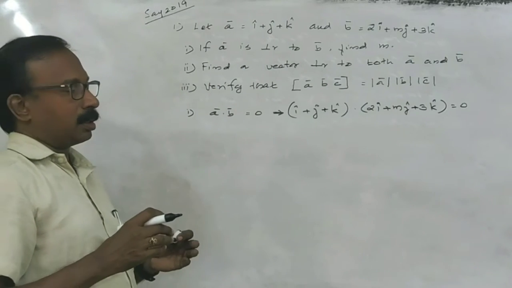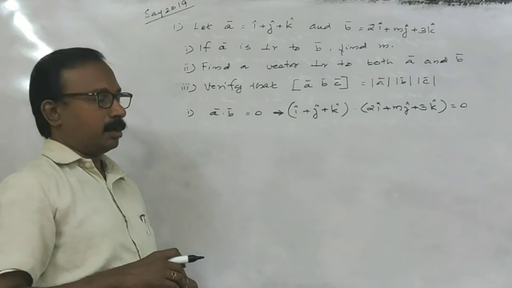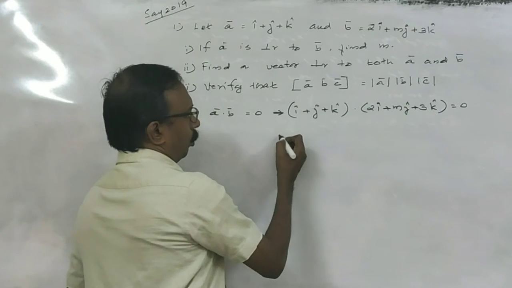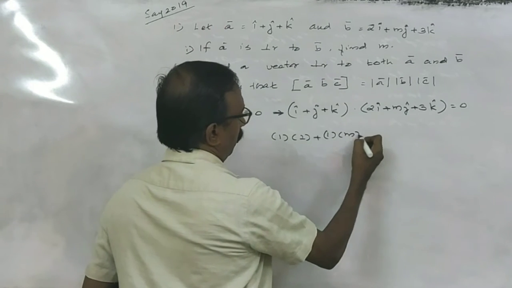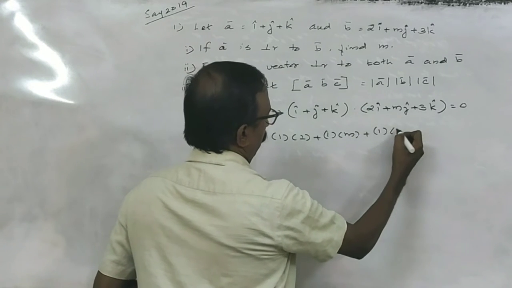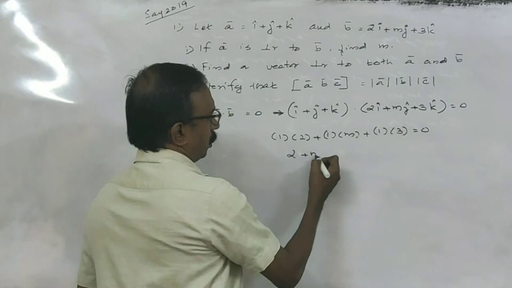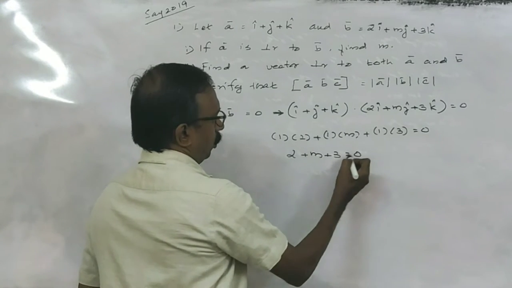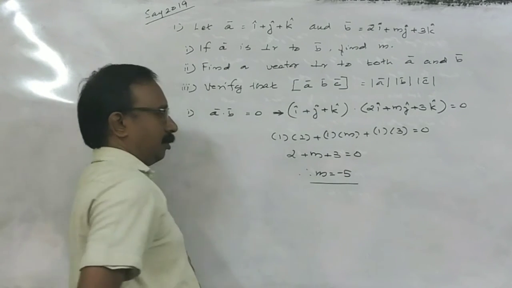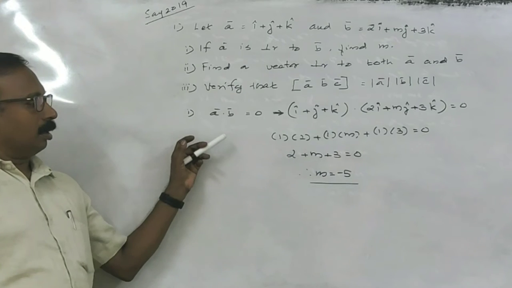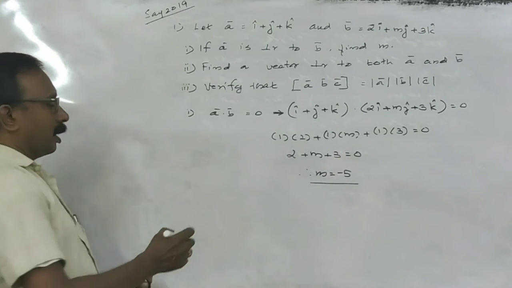Dot product means find the sum of the product of the component vectors. So 1 into 2 plus 1 into m plus 1 into 3 is equal to 0. 2 plus m plus 3 is equal to 0. Therefore, m is equal to minus 1. Here, the value of m is minus 1, isn't it? Second question.